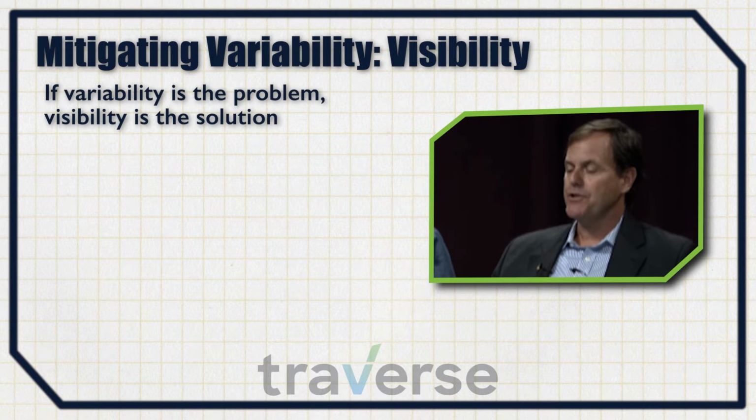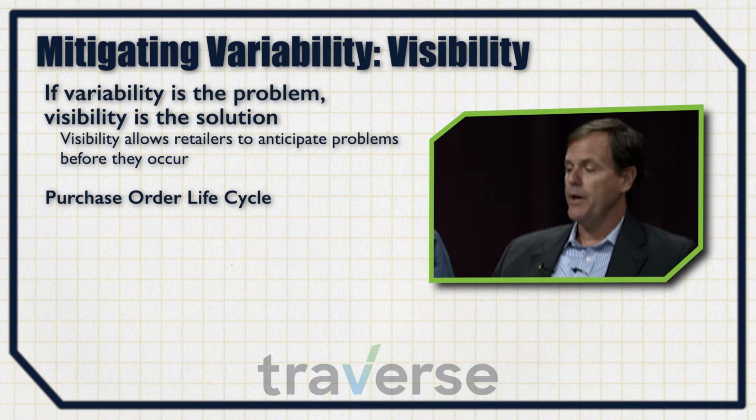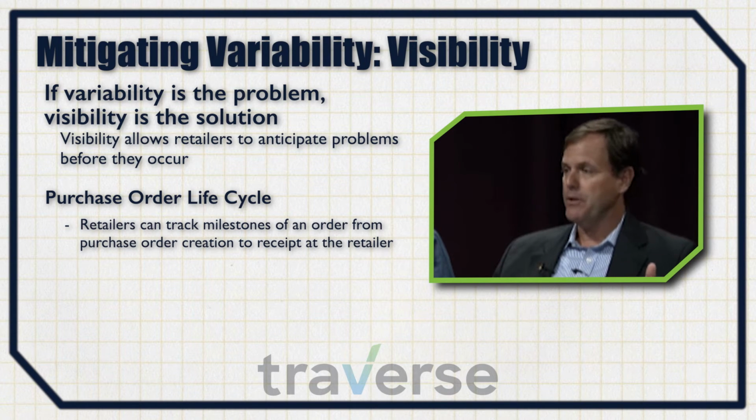Good question, Dan. If we start with variability being the culprit, well, what's the antidote for it? We believe it's visibility, or the ability to anticipate problems before they occur. Just to give you a couple of examples, one very popular amongst our customers is our purchase order life cycle, where the retailer, from the vendor's PO creation to the receipt at the retailer's dock, can track each of the individual milestones along the process. By doing that, it gives them visibility into what their key issues are, and it helps them compress the purchase order's life cycle.